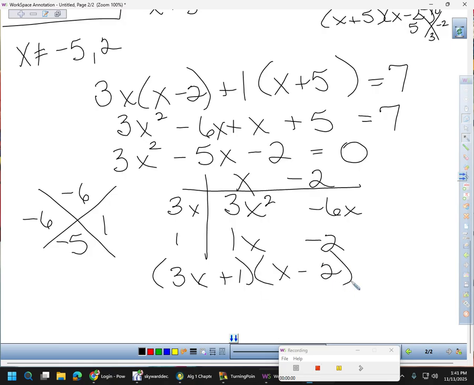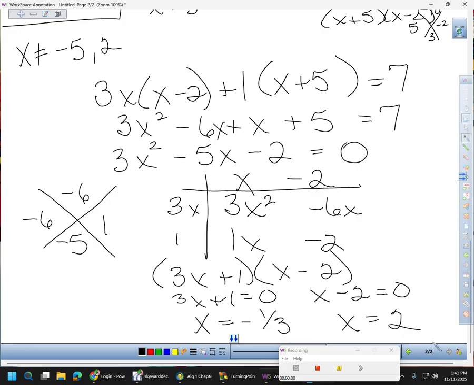What do I do with those factors? Not yet. I don't have solutions yet. So I have to set each one of those equal to 0, right? 3x plus 1 equals 0, and x minus 2 equals 0. I get x equals negative 1/3, and I get x equals 2.